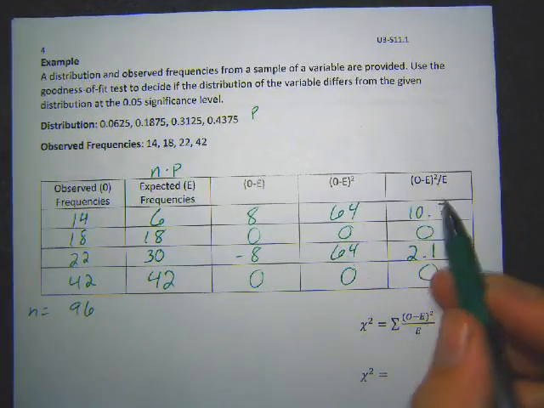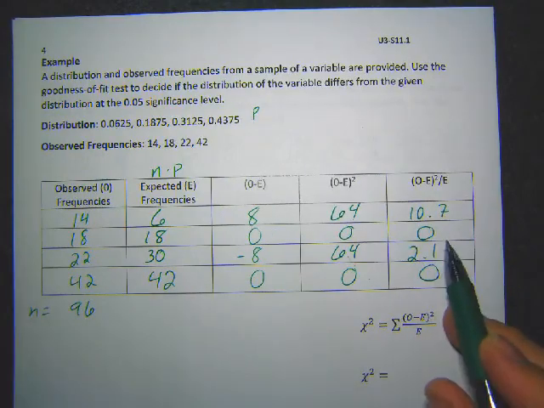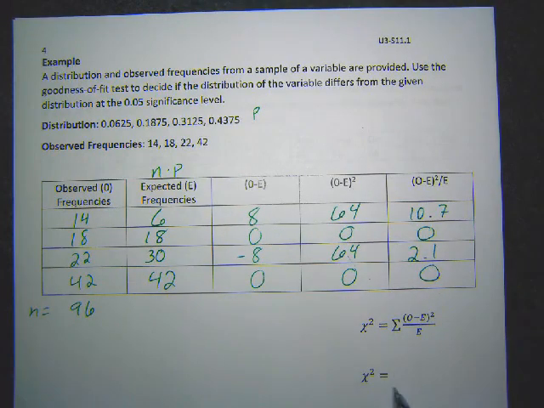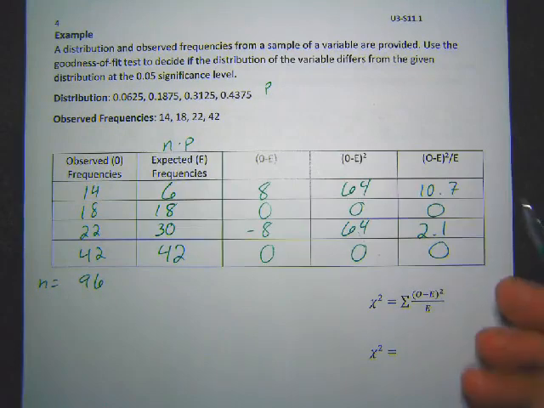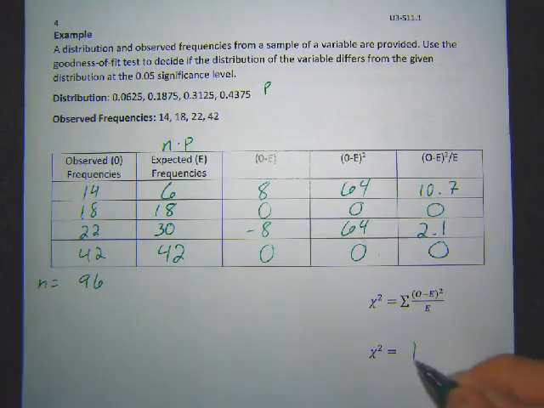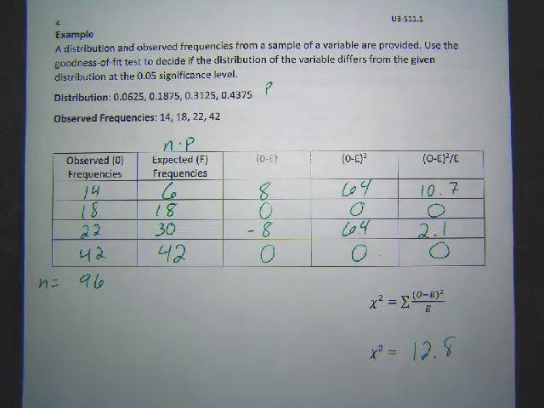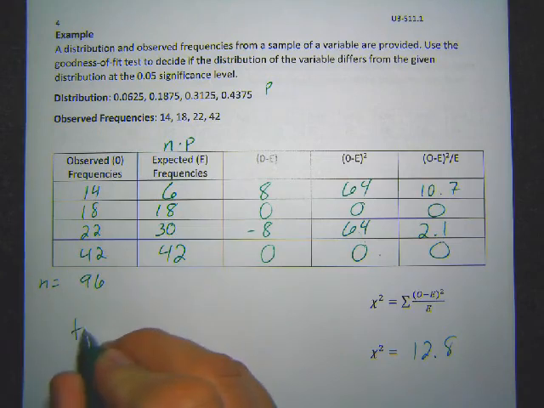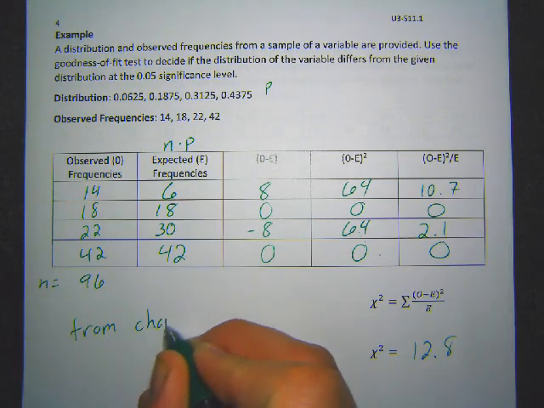Okay, so these subtotals, we're going to take those and add them all up. And that gives us our chi-squared score. So if I add those up, I get 12.8 is my chi-squared score. That's my test statistic for this. So we'll use the test statistic to get our p-value. From the chart in this case, because we're doing it by hand right now, we're going to go ahead and get the p-value.